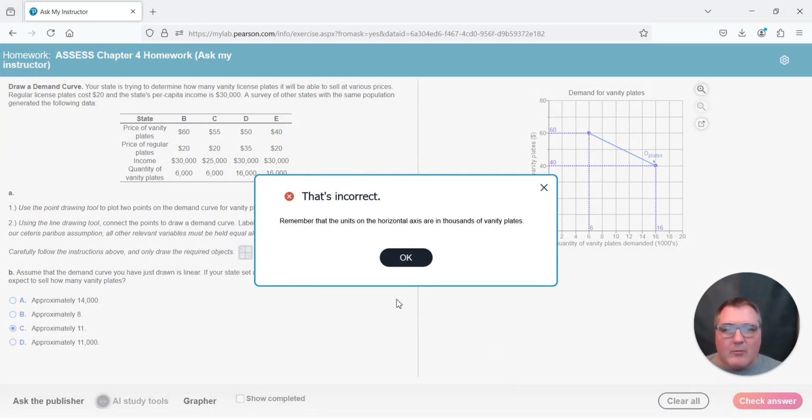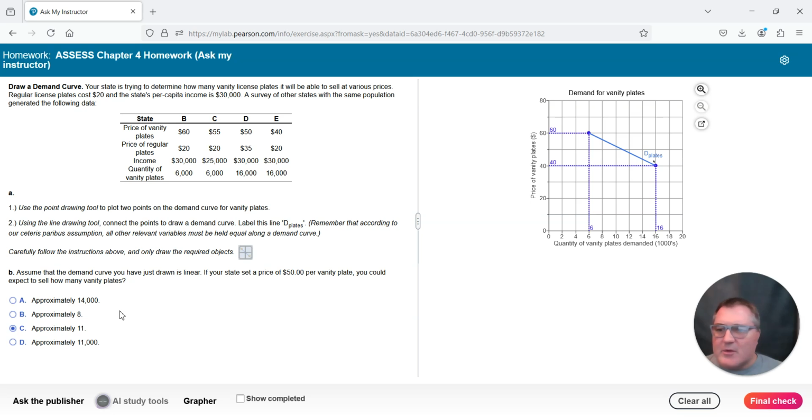Oh, what do we do here? Remember the units. Let's see, maybe I read it wrong. Okay. Assume that the demand curve you have is linear. If your state set a price of $50 per vanity plate, you could expect to sell how many vanity plates? So $50, isn't that 11? That'd be right there.